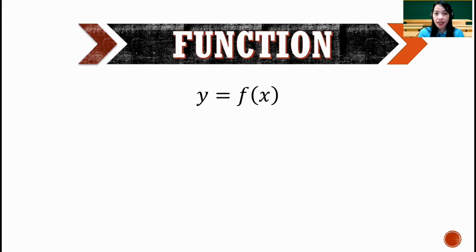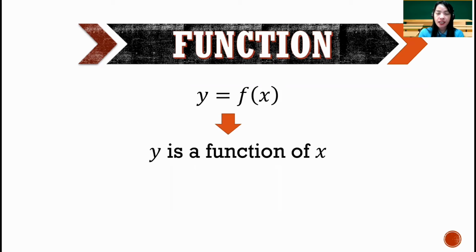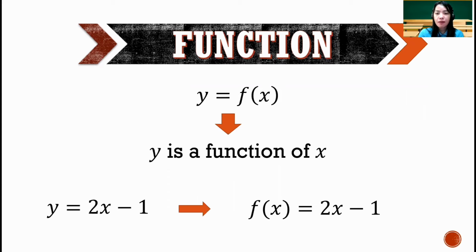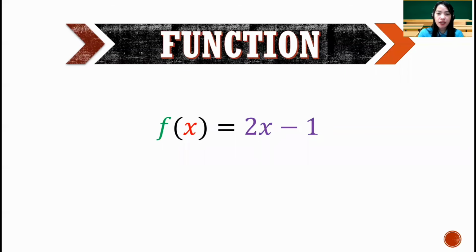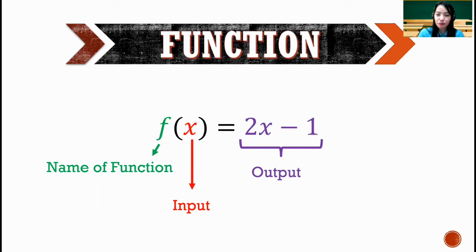The function notation y equals f of x tells us that y is a function of x. If there is a rule relating y to x such that y equals 2x minus 1, that can be written as f of x equals 2x minus 1. In this function, f of x equals 2x minus 1, f is the name of the function. All the possible values of x are what we call domain or input, and all the possible values of the function at x are what we call the range or output.